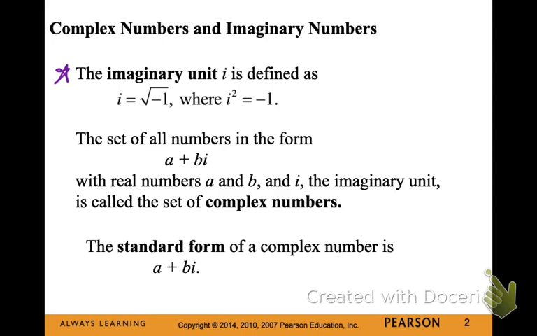Now the set of all numbers in the form a plus bi, so that means a real number part plus an imaginary part, with real numbers a, b, and i, the imaginary unit, this is called a complex number. To write this in what we call standard form, we put the real number part first and then the imaginary part.